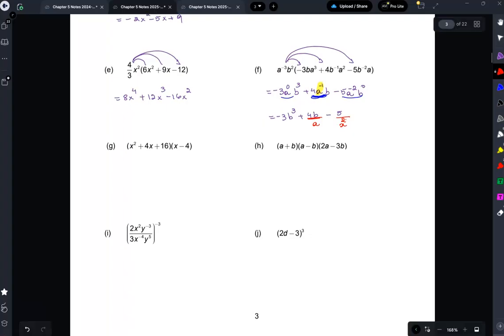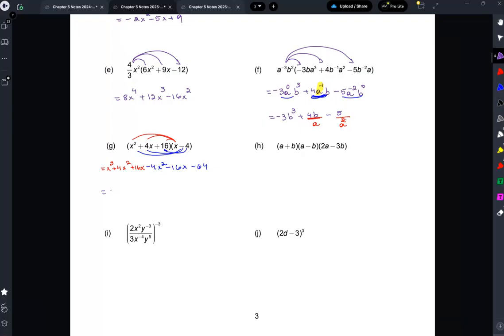Next, this we're going to distribute. So first, let's do the x, right? So this is x cubed plus 4x squared plus 16x. And then let's do the negative 4. Negative 4x squared. Let me use a different color. Negative 16x. Negative 64.